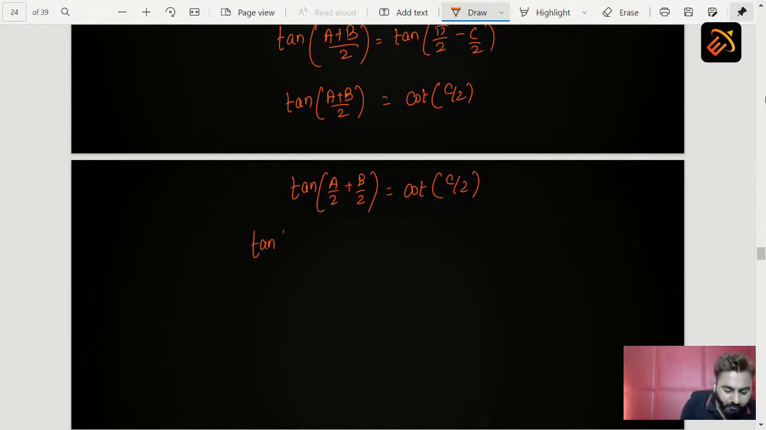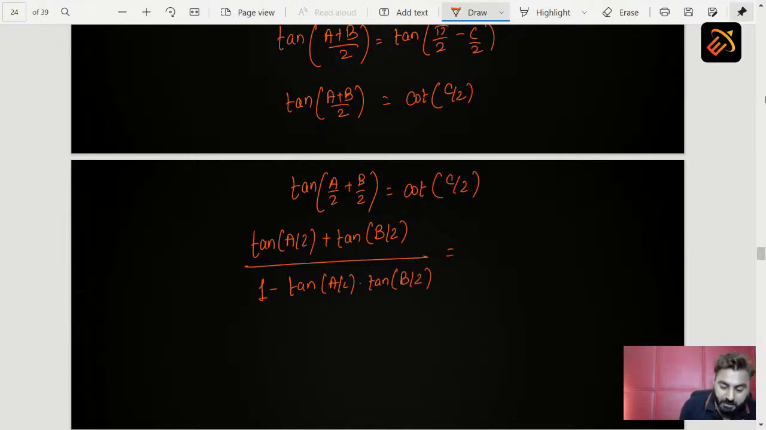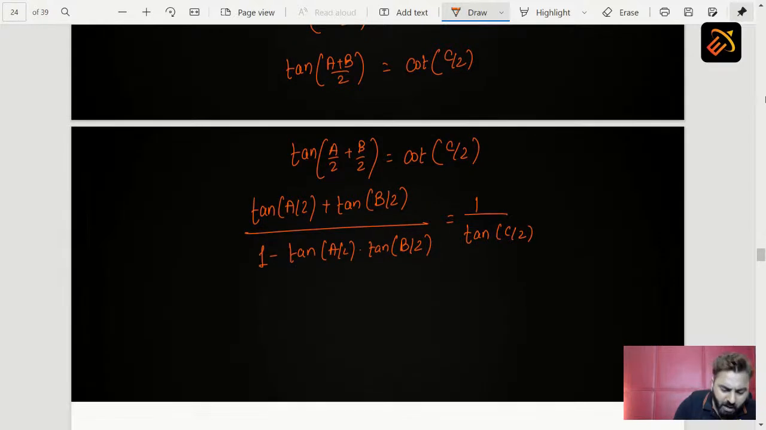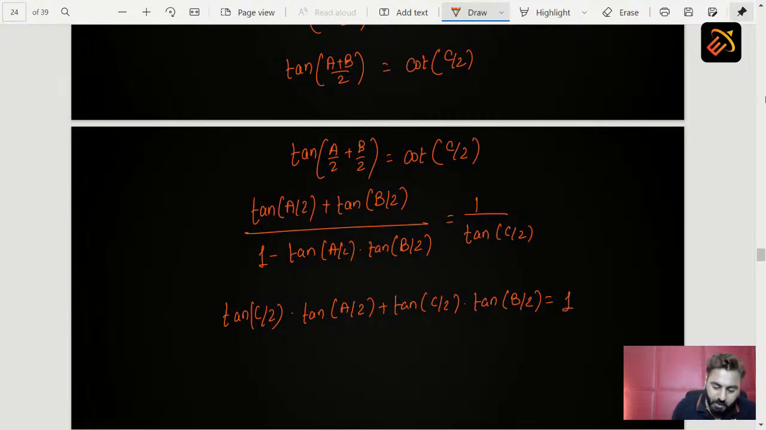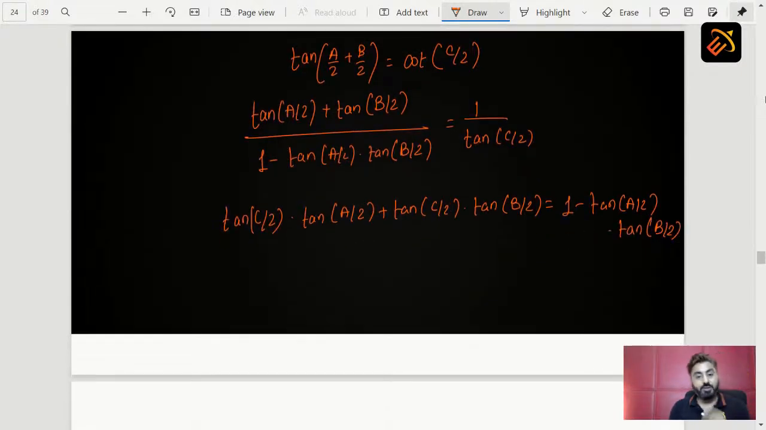तो इसको लिखेंगे tan of a by 2 plus tan of b by 2 upon 1 minus tan of a by 2 into tan of b by 2 is equal to cot c by 2 को लिखेंगे 1 upon tan c by 2. Now let us cross multiply. So when we cross multiply, tan c by 2 into tan a by 2 plus tan c by 2 into tan b by 2 is equal to 1 minus tan a by 2 into tan b by 2.